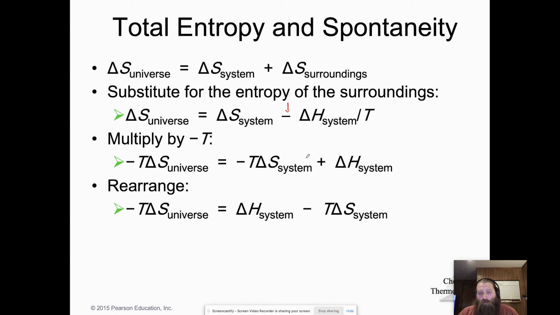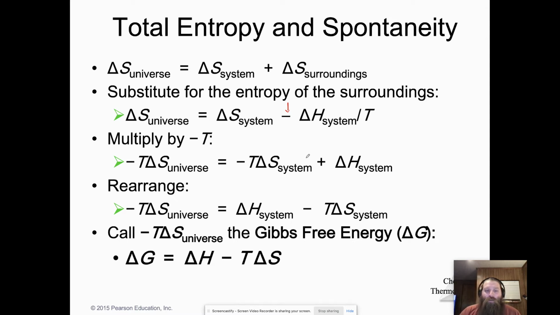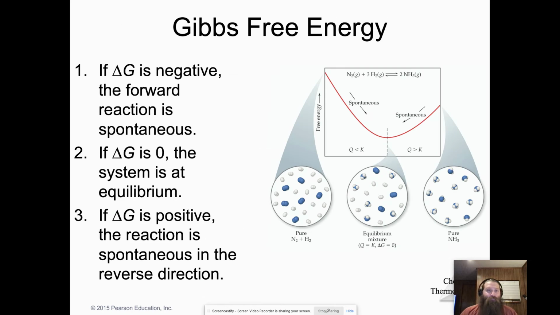We can rearrange that to get delta H minus T delta S, and that's going to bring us something new. Negative T delta S of the universe is called Gibbs free energy, which we abbreviate with a capital G. And this formula right here is how we calculate Gibbs free energy. And Gibbs free energy is going to tell us whether or not a reaction will occur spontaneously in a certain direction. You definitely want to memorize this equation. So delta G equals delta H minus T delta S.